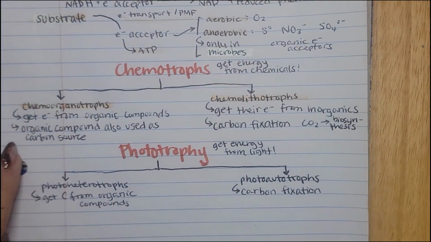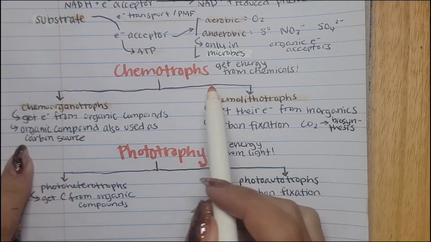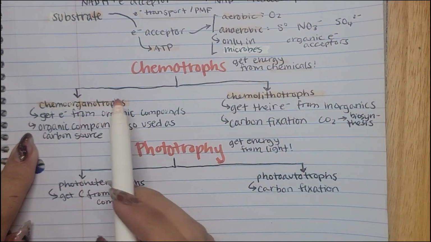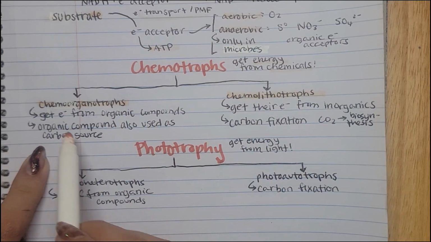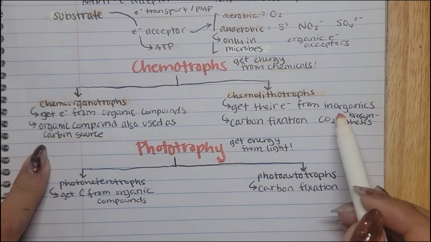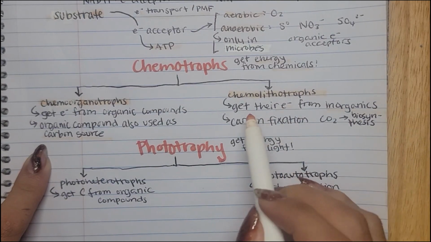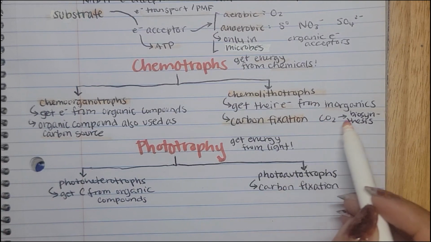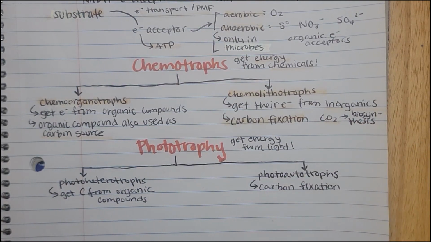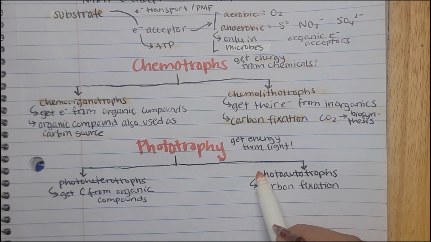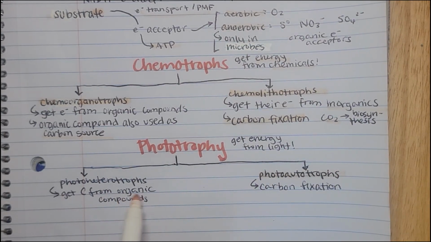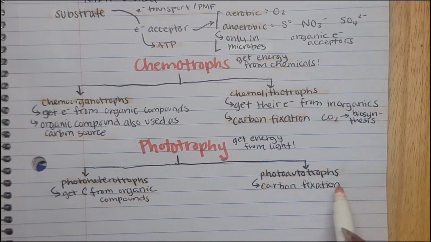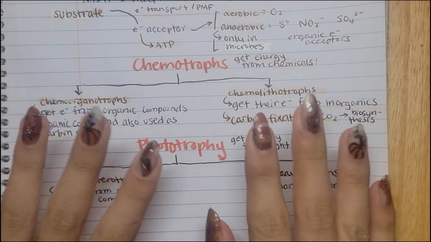And then we talked about the ways that we can get all of this stuff. So we have chemotrophs, which get energy from chemicals, which includes chemoorganotrophs that get it from organic compounds, and that's also where they use their carbon source. And chemolithotrophs that get their electrons from inorganics, and they do carbon fixation because they don't have organic compounds to get their carbon from. So they have to use CO2 for biosynthesis. Kind of similar situation with the photoautotrophs, since they aren't using organic compounds like the photoheterotrophs, they have to do carbon fixation as well. And my marker's running out of ink, but hopefully that made sense.